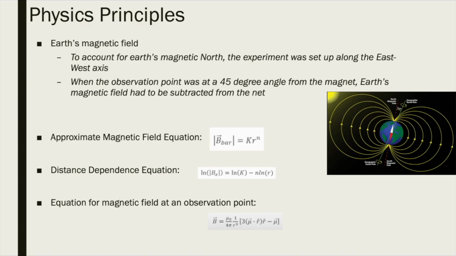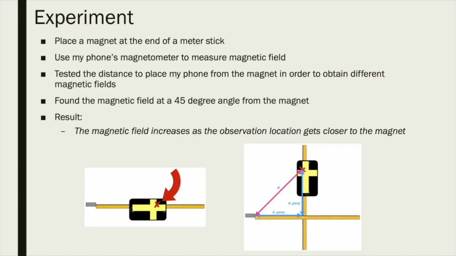And then there are three equations, as you see here. We have the approximate magnetic field equation, the distance dependence equation, and then the equation for magnetic field at an observation point. The experiment itself was we placed a magnet at the end of a meter stick, used my phone's magnetometer to measure the magnetic field, and then tested the distance to place my phone from the magnet in order to obtain different magnetic fields. And we found the magnetic field at a 45-degree angle from the magnet. And as we stated before, the field increases as the observation location gets closer to the magnet.